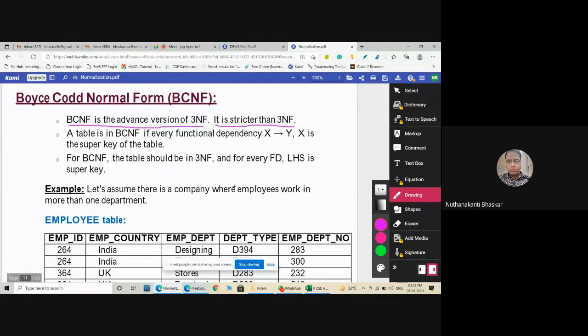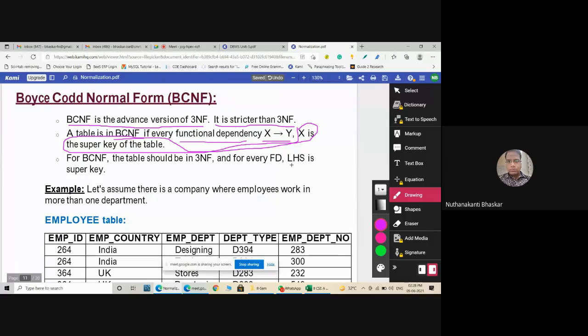Why is it stricter? Third normal form looks at the candidate key, some of the attributes. But BCNF covers all attributes because of the super key. So that's why it is stricter than third normal form. And a table is in BCNF if for every functional dependency X determines Y, this X must be a super key. This is very important information. X must be the super key.